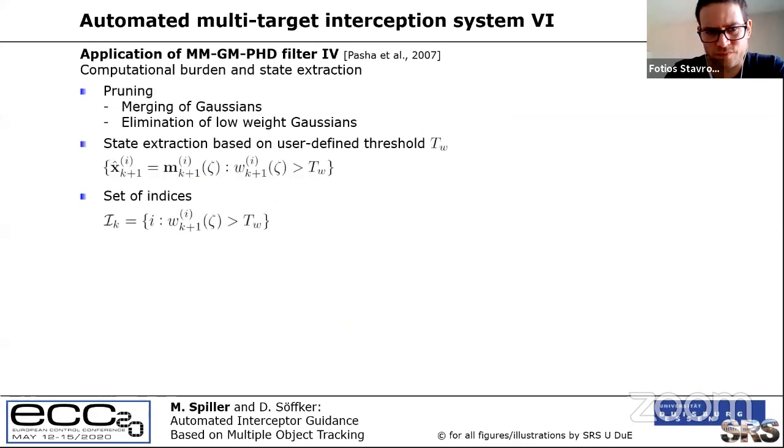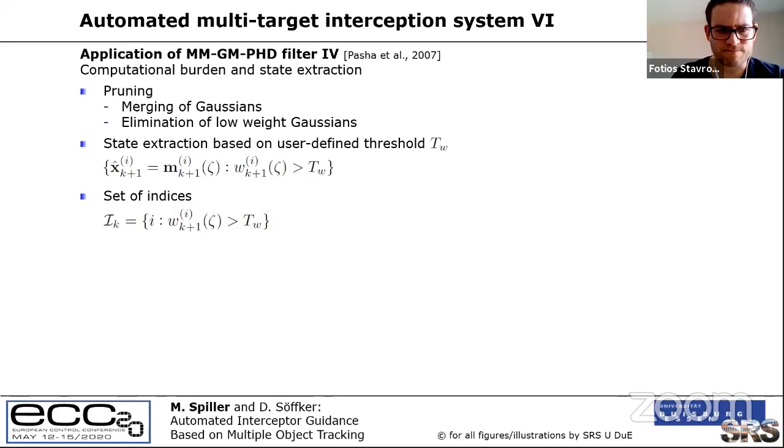The GM-PHD filter is a combinatorial approach, which means that the number of Gaussians increases at each time step. This might lead to infeasibility of the algorithm. To avoid that, pruning is required. This can be done by merging Gaussians with low Mahalanobis distance and by deleting Gaussians with low weights.